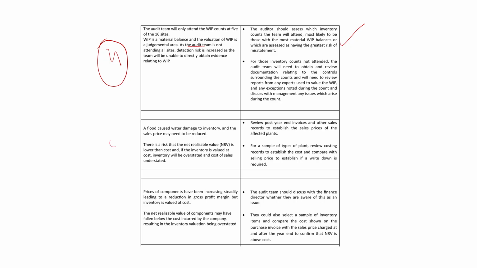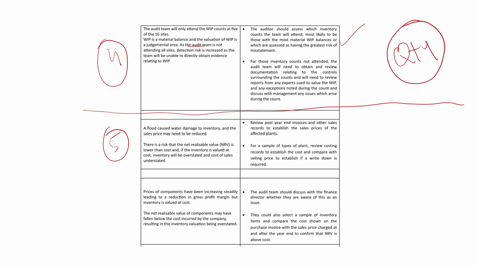Now moving on to a slightly different version. So up till here, the focus was on the quantity. So we were looking at inventory count. We're now moving on to valuation. There was a flood which damaged the inventory and the selling price may need to be reduced. There's a risk that NRV is now lower than cost. And if inventory is not written down, it could be overstated. I need to work on the estimation of the net realizable value. So after the year end, how much was that damaged inventory sold for?